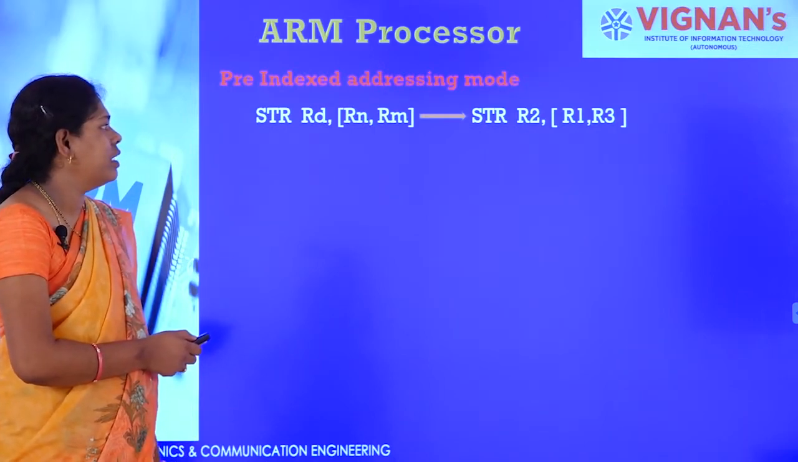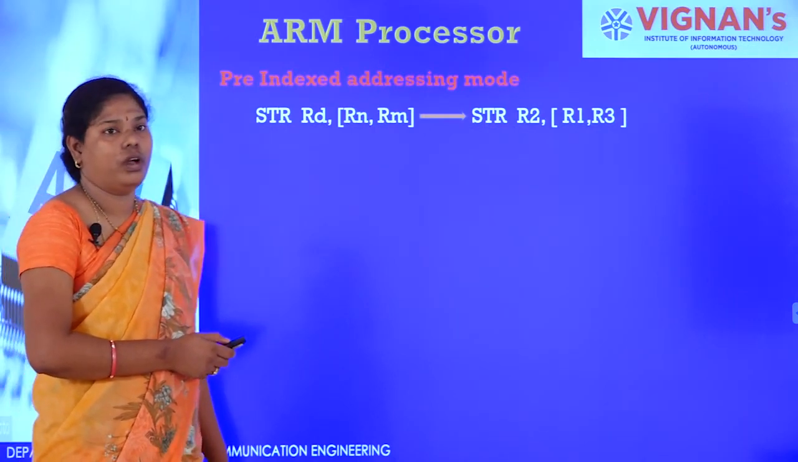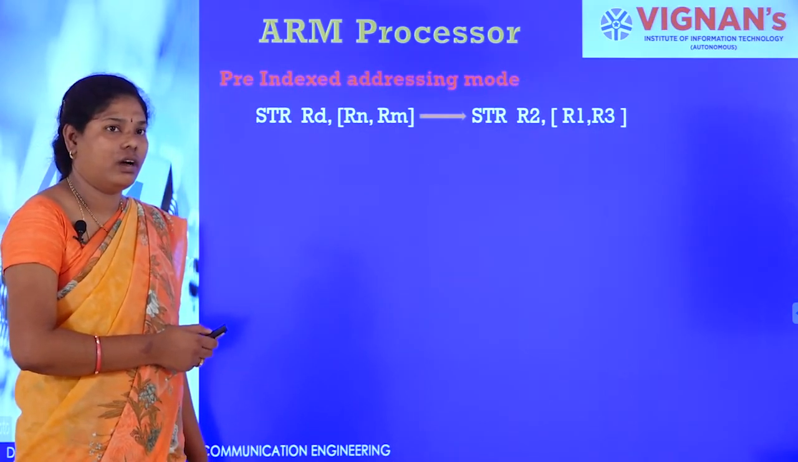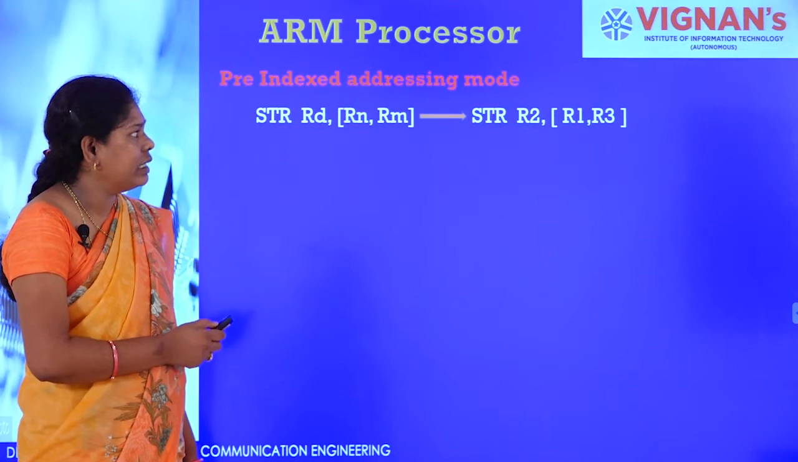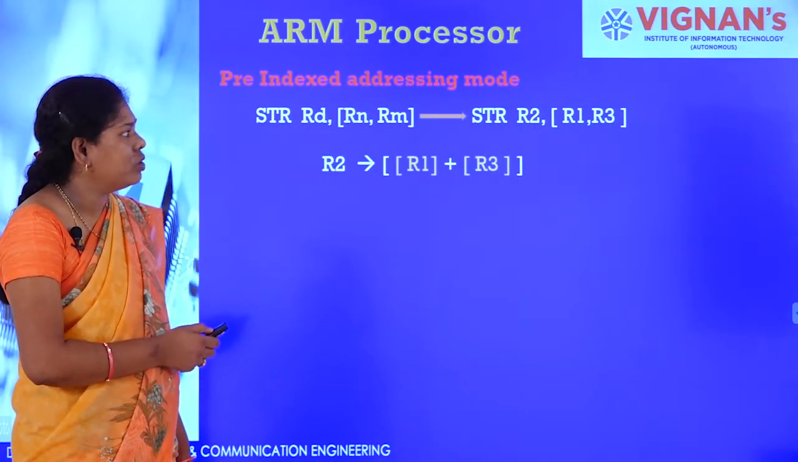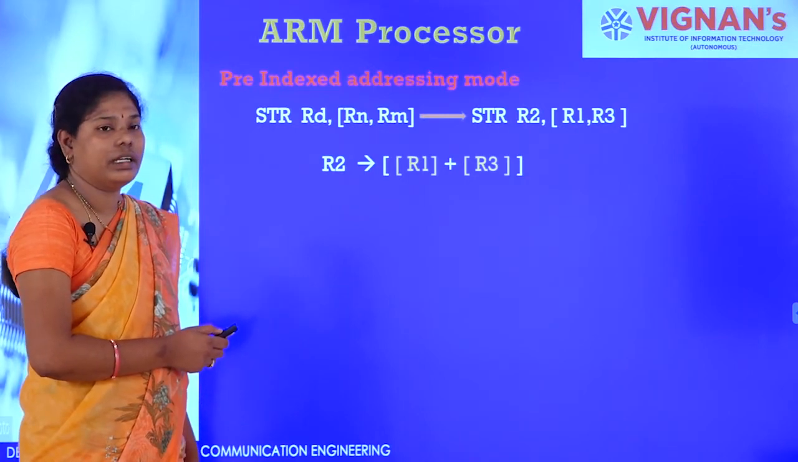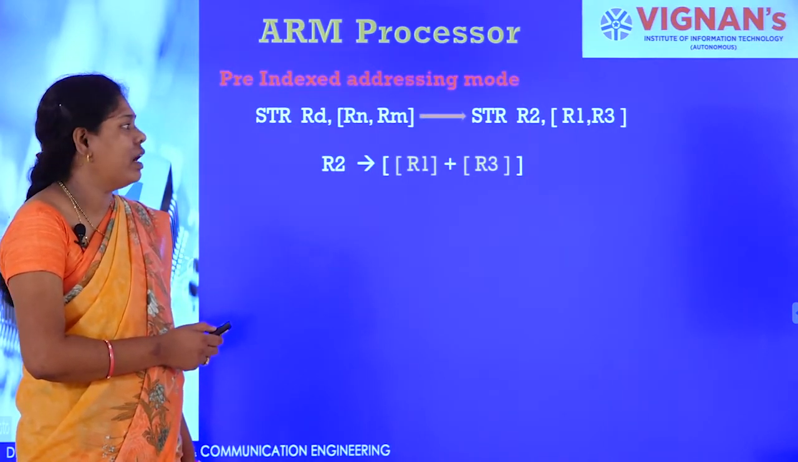Here STR is nothing but store. The store means the processor is storing the data to the memory. So, the contents of R2 will be copied to the effective address. Here the effective address is generated by the contents of R1 plus the contents of R3.